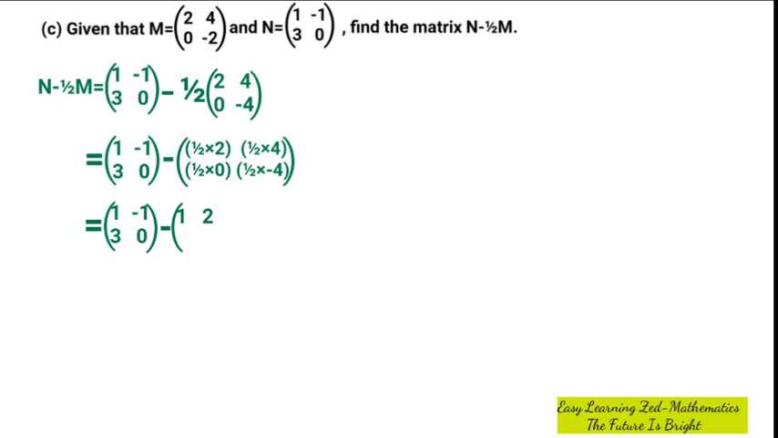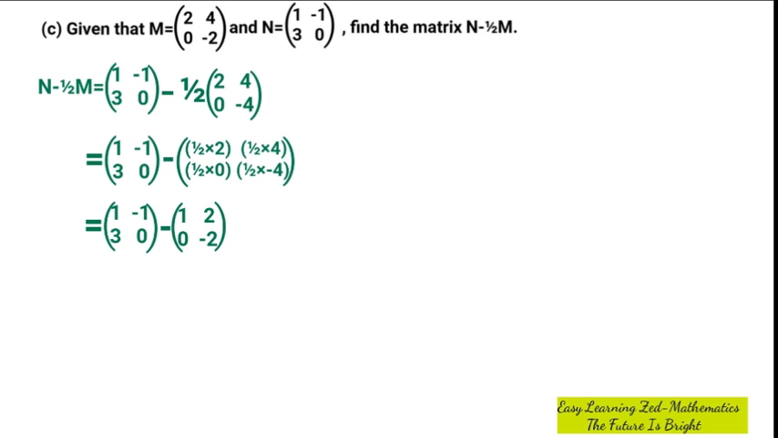Then 1 over 2 multiplied by 0 is 0. 1 over 2 multiplied by negative 4 will give us negative 2. Then close bracket. Now here I'm done multiplying a scalar by a matrix, which is matrix M. So now I'm done. Now I can subtract. Now remember, when you're subtracting matrices, what you subtract is corresponding elements. Each corresponding element is subtracted from the corresponding element.